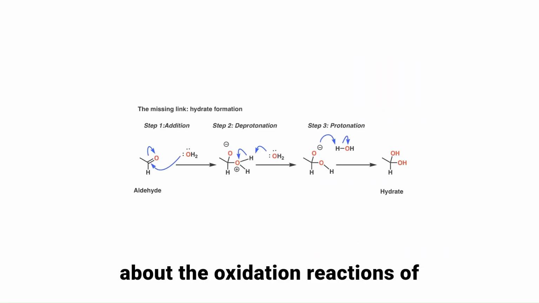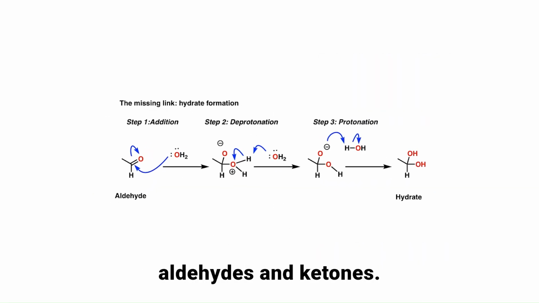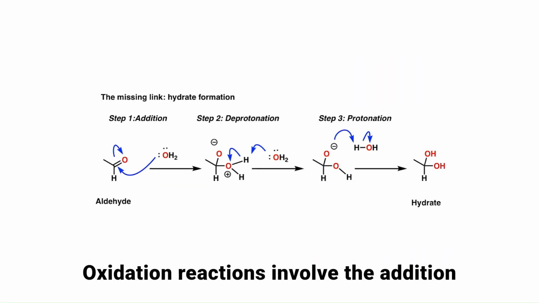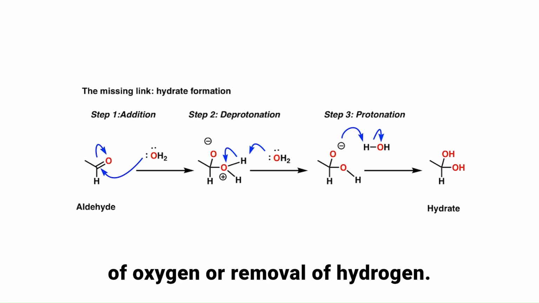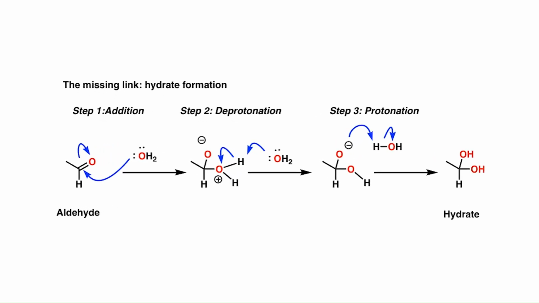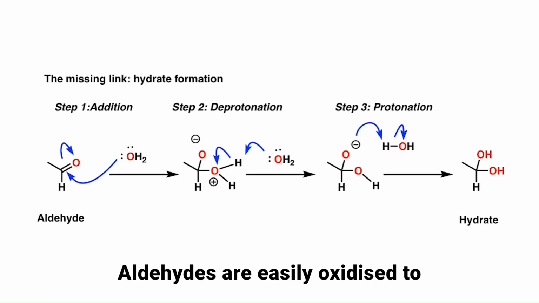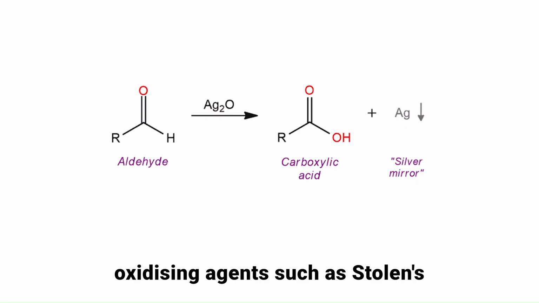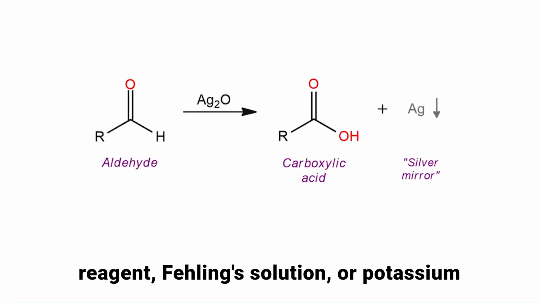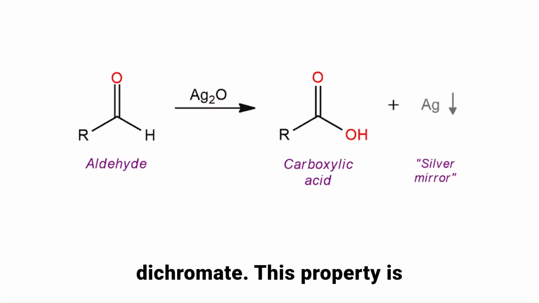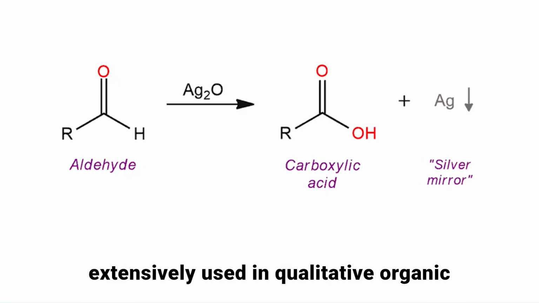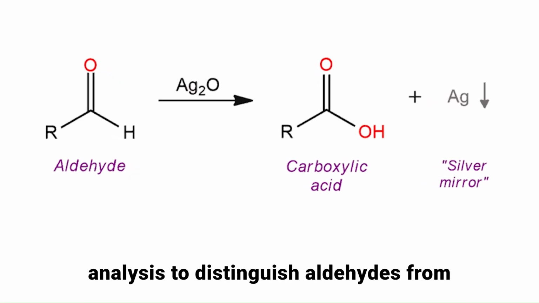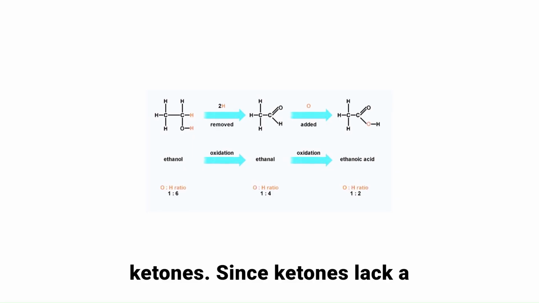Now, let's talk about the oxidation reactions of aldehydes and ketones. Oxidation reactions involve the addition of oxygen or removal of hydrogen. Aldehydes are easily oxidized to carboxylic acids in the presence of oxidizing agents such as Tollens reagent, Fehling's solution, or potassium dichromate. This property is extensively used in qualitative organic analysis to distinguish aldehydes from ketones.